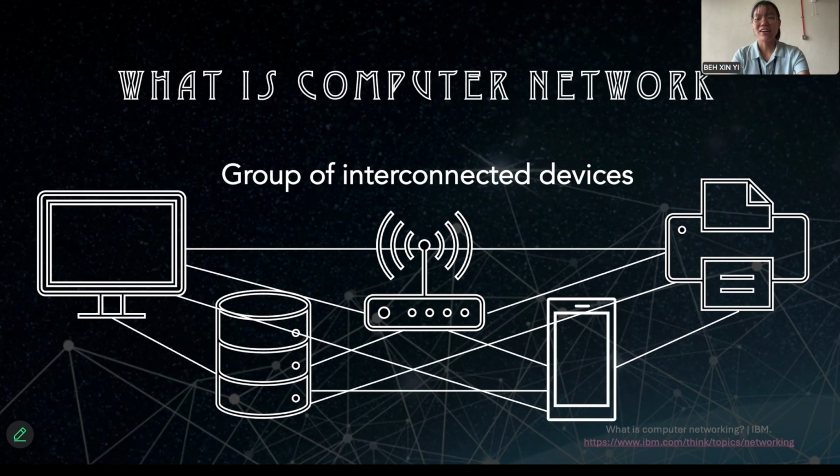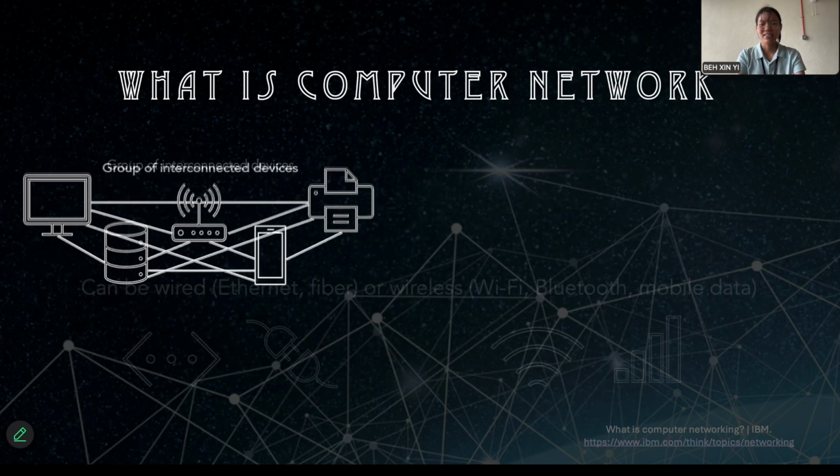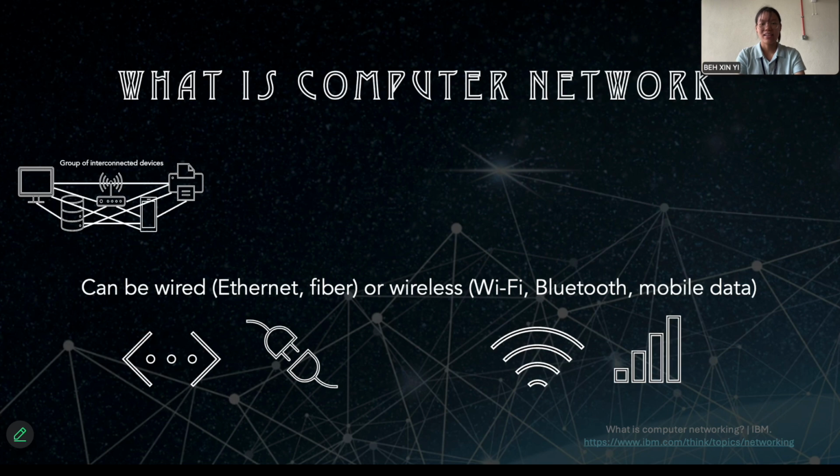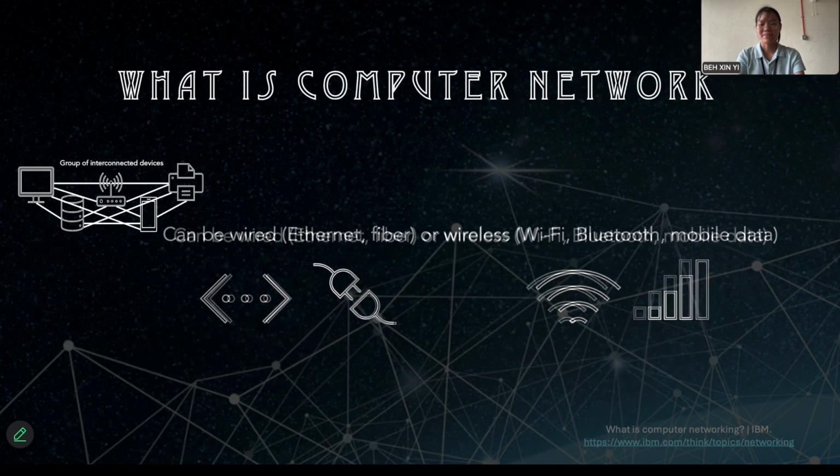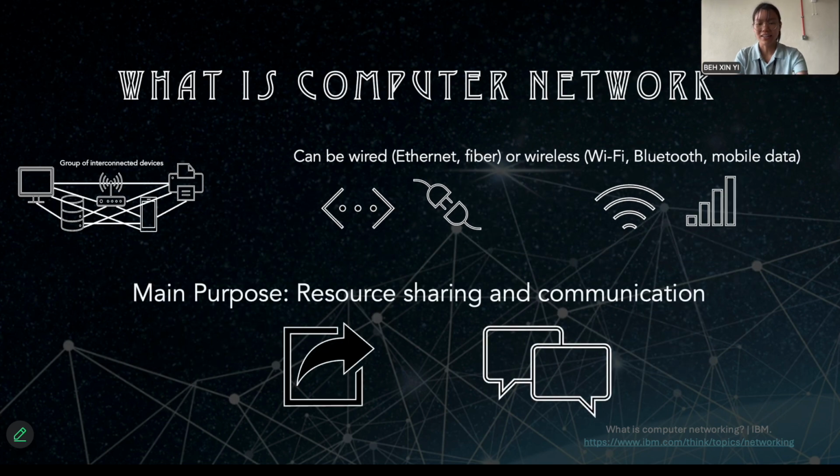What is computer network? A computer network is a group of interconnected devices. These connections can be wired or wireless. We will be talking more about this later on. The main function of a network is to enable devices to share resources and services.